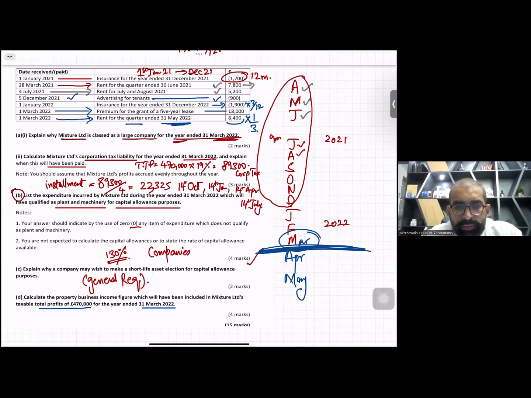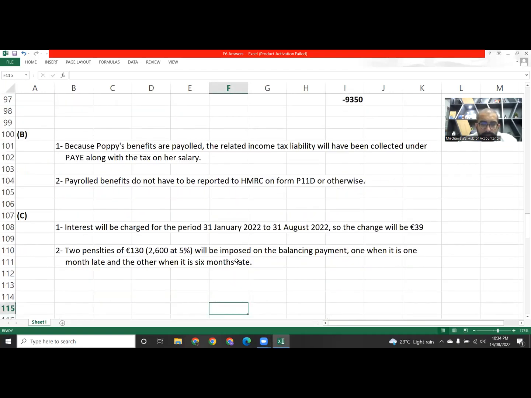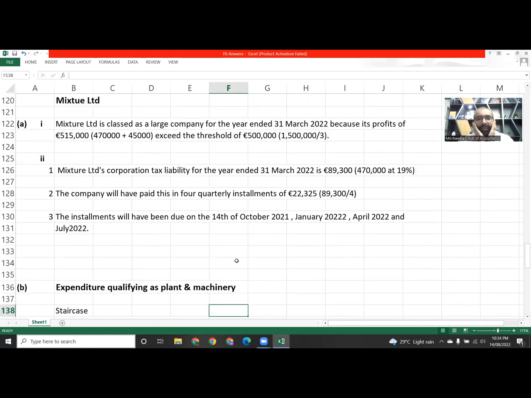Okay, now I'm moving myself to the Excel part. See, this is the first part. This is how you have to write the first part. You remember there were 3 companies: 2 are 51% group companies and 1 is Mixture Limited. So yes, the limits will be divided by 3.